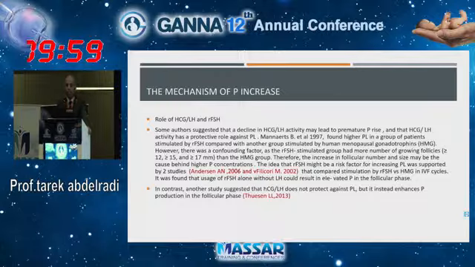Role of HCG, LH, and recombinant FSH. Some authors suggest that HCG to LH activity may lead to premature rise, and that HCG LH activity has a protective role against premature luteinization. It was found that patients using recombinant FSH, compared to human menopausal gonadotropins, have a higher incidence of premature luteinization in comparison to patients using HMG.